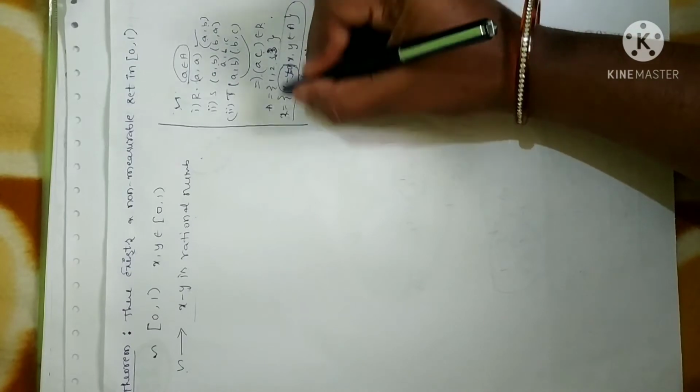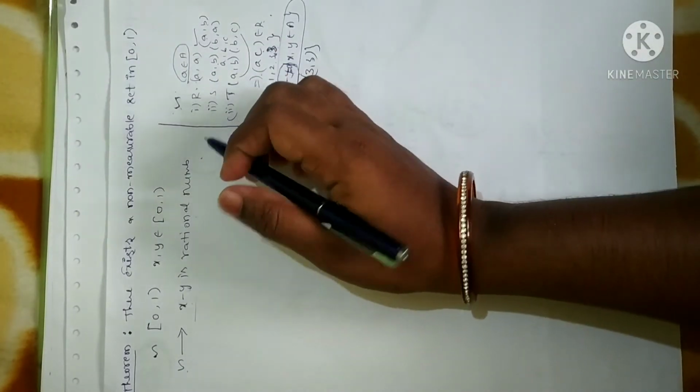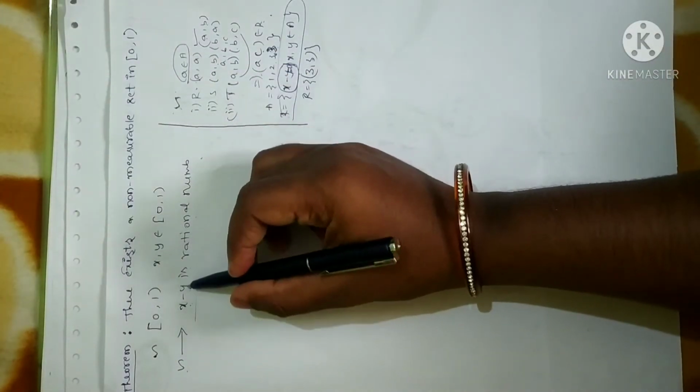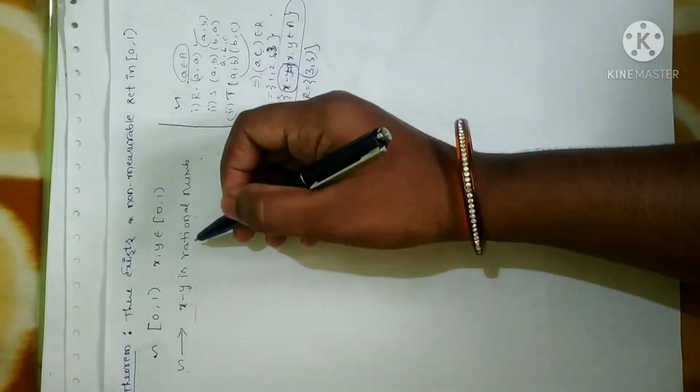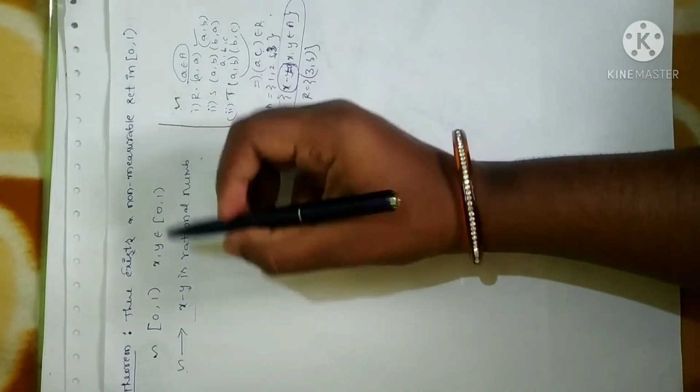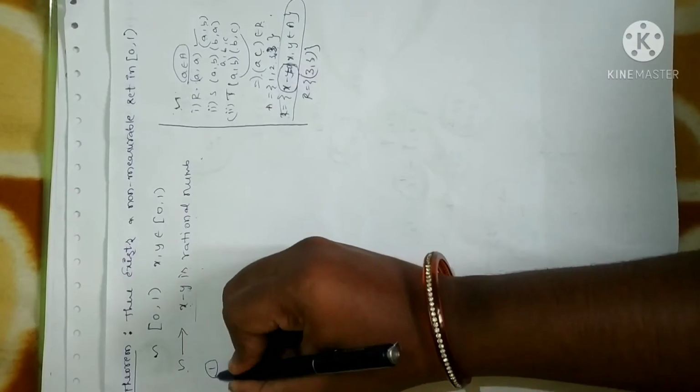Likewise, I have defined this relation as x minus y is a rational number. I have to take two numbers such that the difference will be a rational number. In such a case, we can say the element will be in our given relation. First, let me prove that it is an equivalence relation.